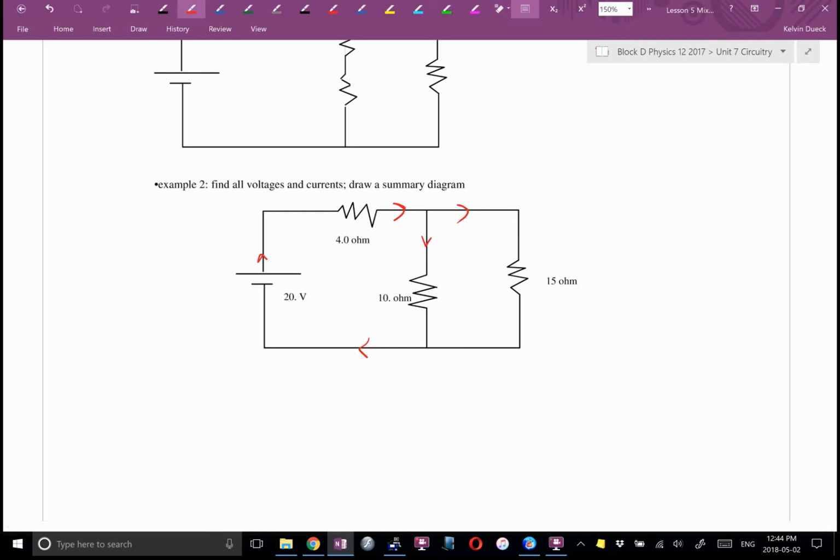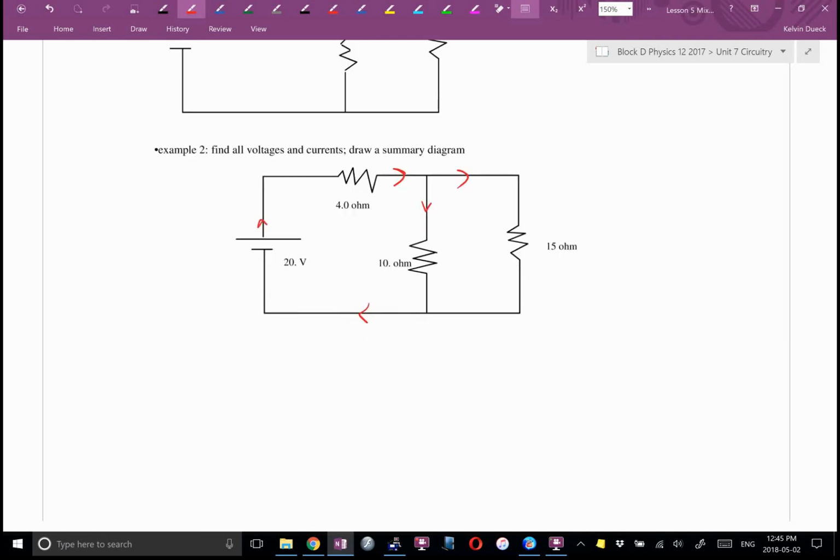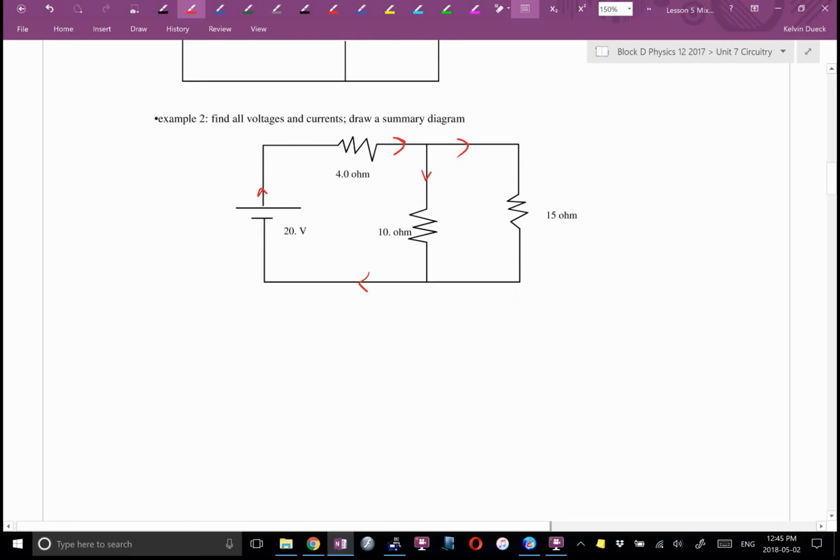Eric, I want to be as organized as possible, but I also want to be as lazy as possible. Okay? What can I do here? I'm going to write right next to here, so that I'm doing the work roughly in the same area of the circuit: 1 over R parallel is 1 over 10 plus 1 over 15.